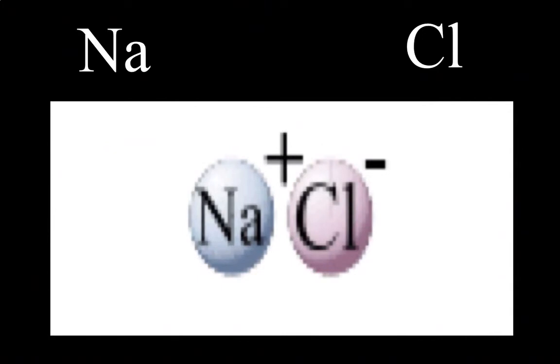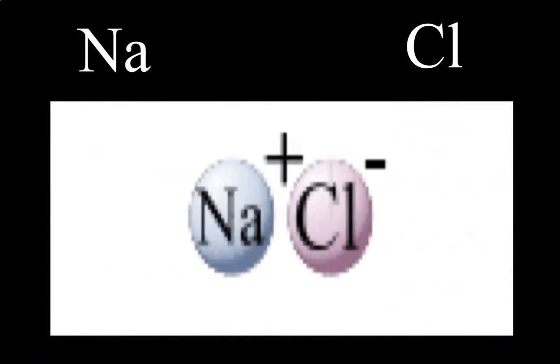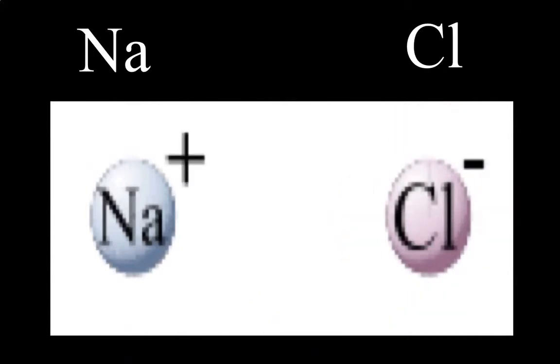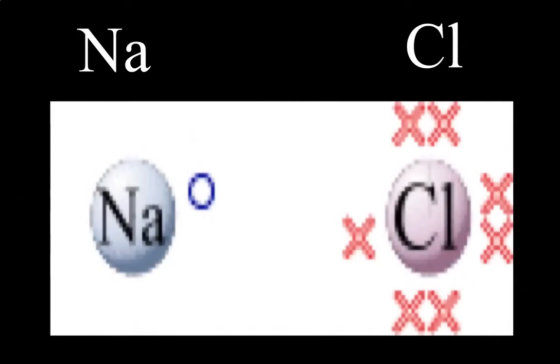Sodium is a cation, a positively charged ion, and chlorine is an anion, a negatively charged ion. I'm sorry, I'll take that back. And you can see that they get attracted to each other. That's what makes an ionic bond, the attraction between a positively charged ion and a negatively charged ion.